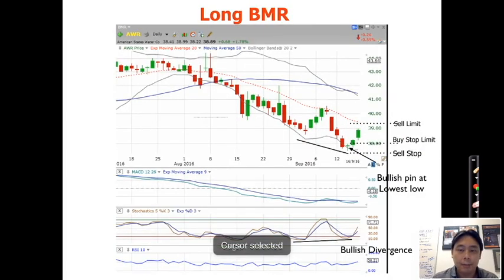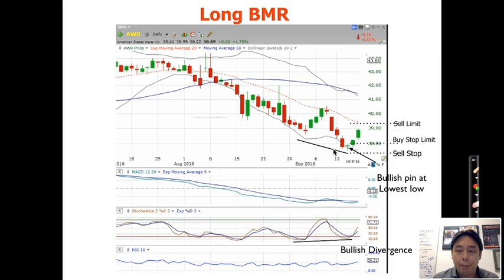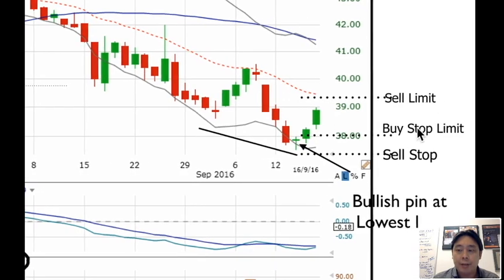Here's another example. AWR. Once again, price declines rapidly to a new low. We have a bullish pin bar appearing at the lower Bollinger Bands. We have a bullish divergence appearing on stochastics. We're good to go. We place our buy order 3 cents above the high of this candle, limit price 3 cents above that stop price, and stop loss 3 cents below this candle.